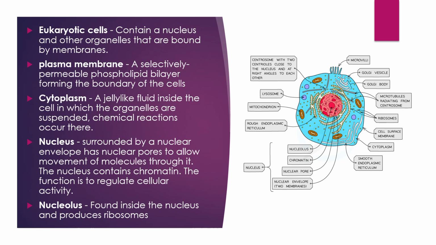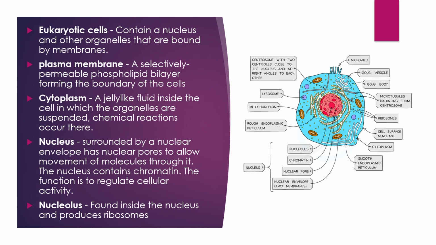So eukaryotic cells contain a nucleus and other organelles that are bound by membranes. The plasma membrane is a selectively permeable phospholipid bilayer forming the boundary of the cell. Cytoplasm is a jelly-like fluid inside the cell in which the organelles are suspended. Chemical reactions occur there. The nucleus is surrounded by a nuclear envelope that has nuclear pores to allow movement of molecules through it. The nucleus contains chromatin. The function is to regulate cellular activity.